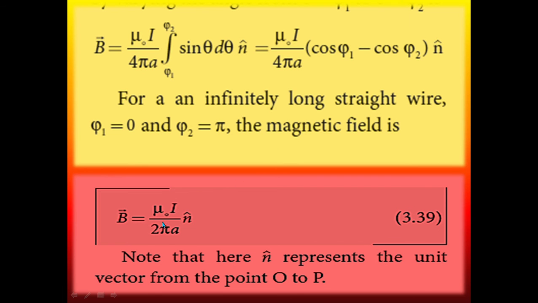So this is the term we obtained. B vector is equal to mu naught I divided by 2 pi a n cap. Note that here n cap represents the unit vector from the point O to P.